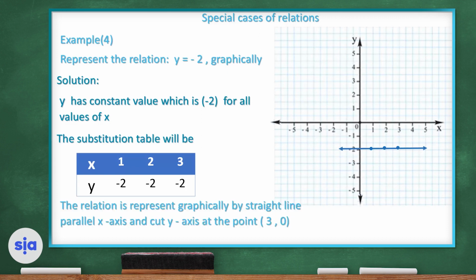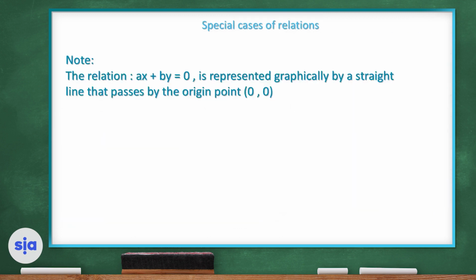The relation is represented graphically by a straight line parallel to the x-axis and cuts the y-axis at point 0, 3. Let's note that the relation ax plus by equals 0 is represented graphically by a straight line that passes by the origin point 0, 0.